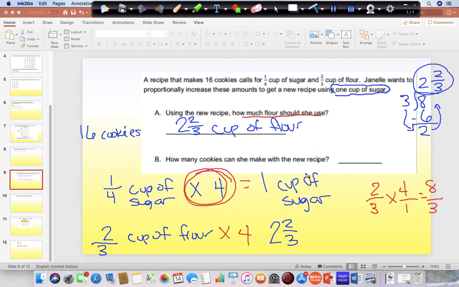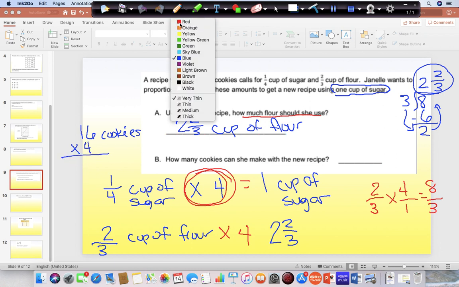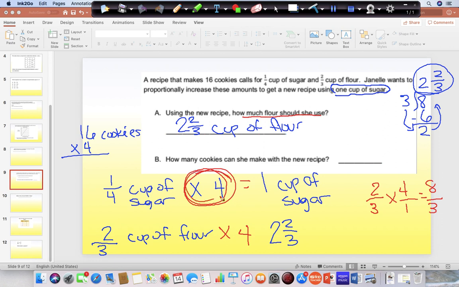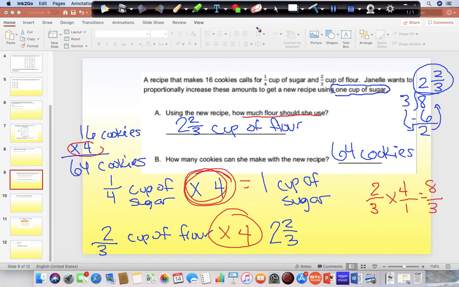B says, how many cookies can she make with the new recipe? Well, the original recipe said she can make 16 cookies. We need to multiply that times the number 4 because we multiplied everything else in our problem by the number 4: 4 times 4 times 4, and now we are multiplying times 4. So 16 times 4 gives us 64. So she can make 64 cookies with the new recipe. Okay?